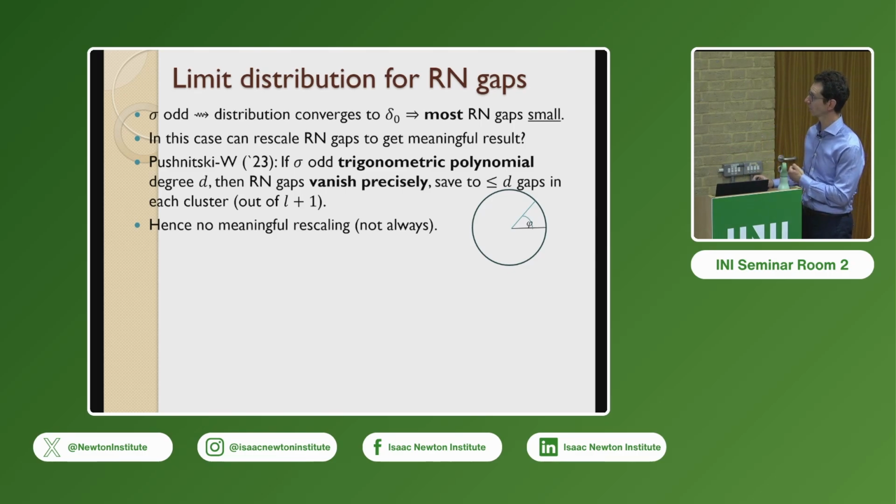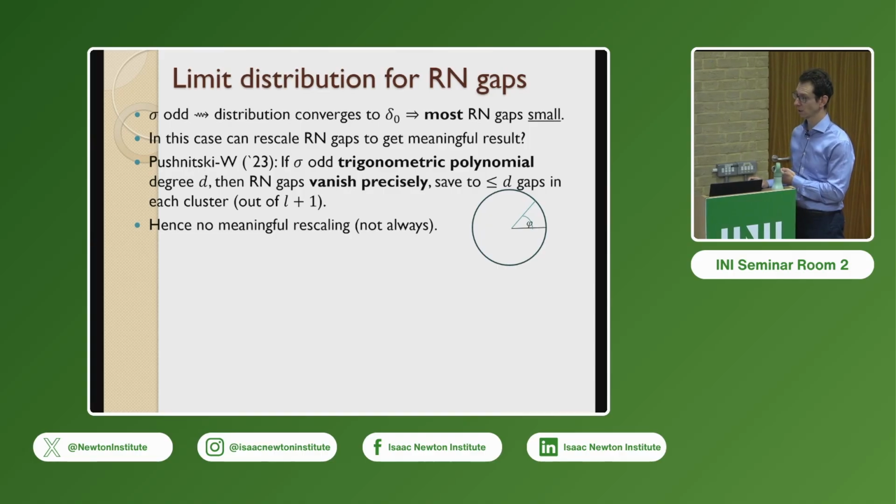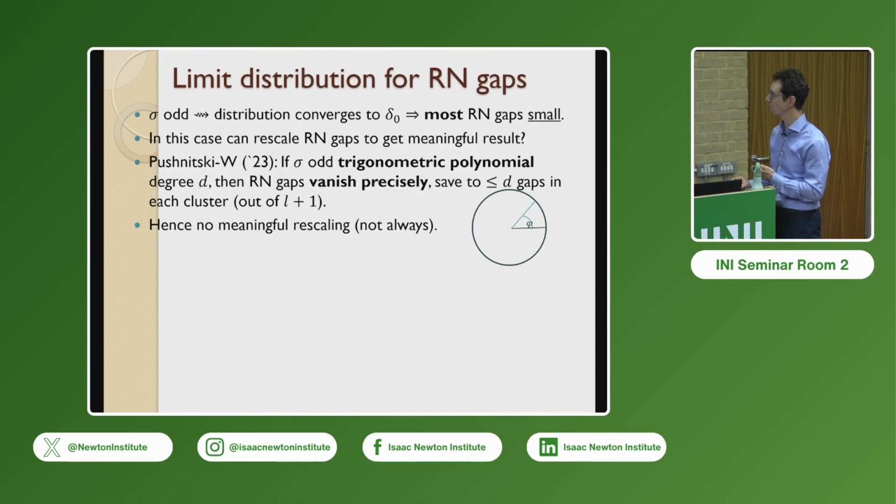And if it's an odd trigonometric polynomial, then what we proved is that all but big O of 1 of the Robin-Neumann gaps vanish identically, just simply 0. And the big O of 1 depends on the degree of the polynomial. Effectively, this is pretty much except for at most d, where d is the degree. But it means that there is no way to rescale the Robin-Neumann gap so that we get anything meaningful, because these are just 0, there's nothing to study here.